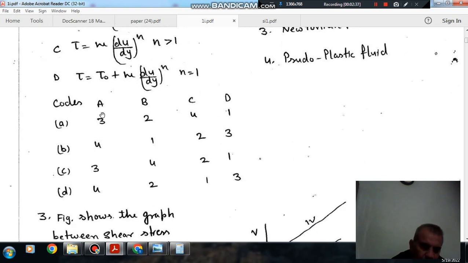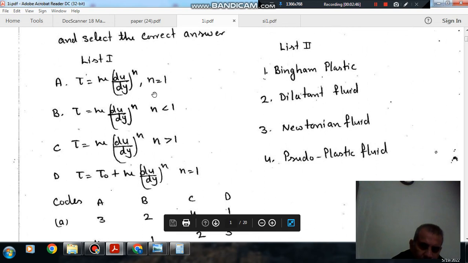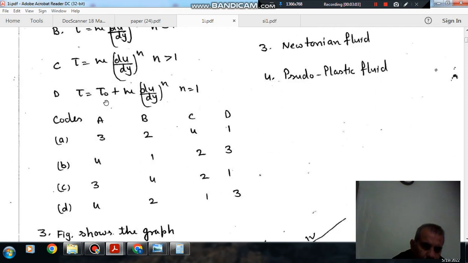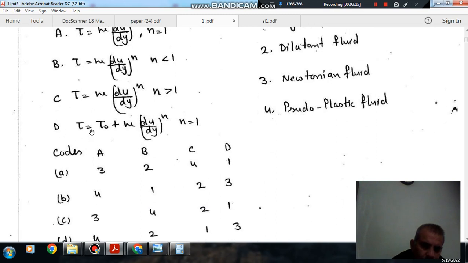So these are the codes for A, B, C, D, and we have to choose the right option. We know the Newtonian fluid is this: A corresponds to 3, because this is the Newtonian fluid and n is 1. For the pseudoplastic fluid, n is less than 1, so that is 4. And for the dilatant fluid, n is greater than 1, so C is 2.